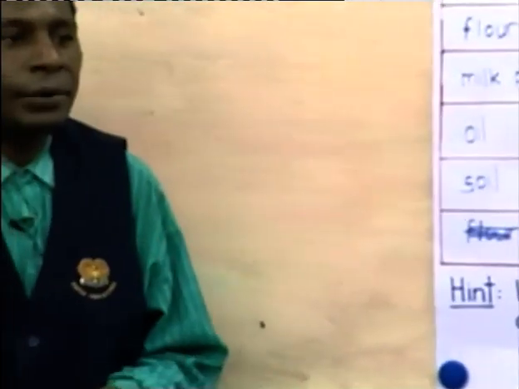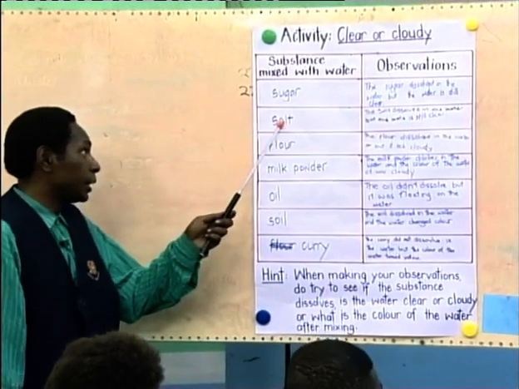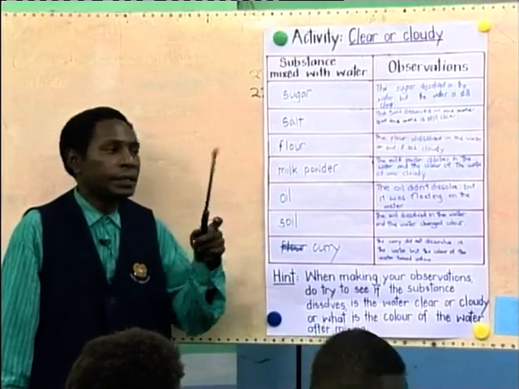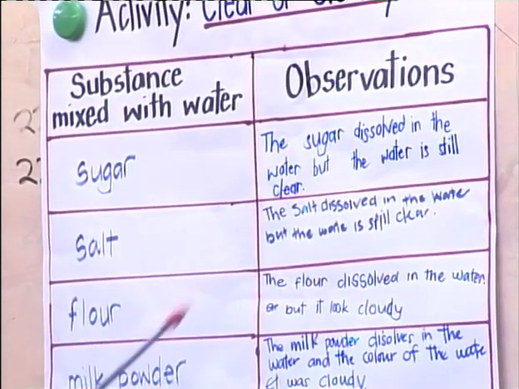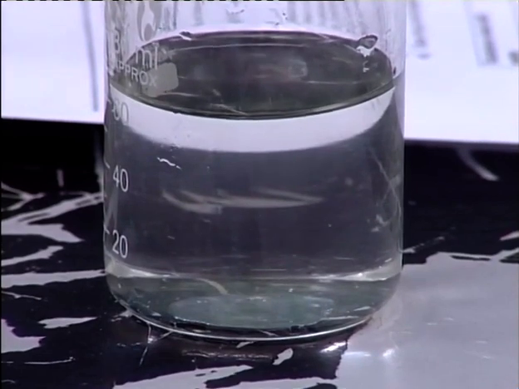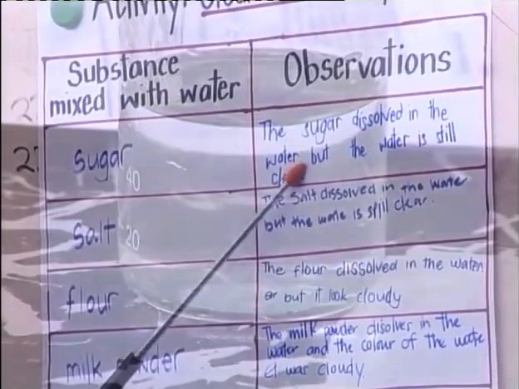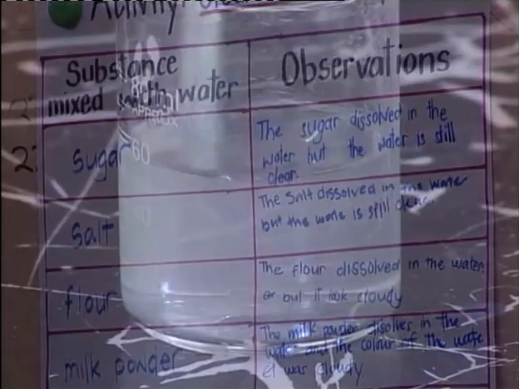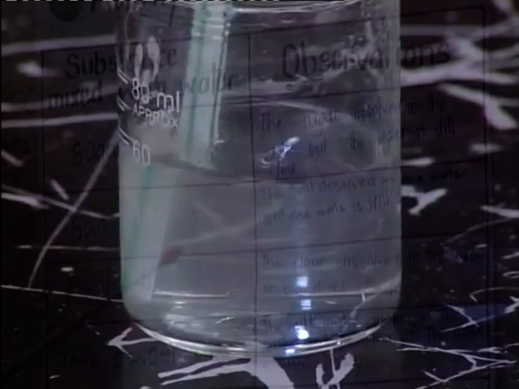All right, class and the receiving students, your friends here in the model class have come up with the following results from the experiments that were conducted. The sugar dissolved in water, but the water is still clear. So for sugar, it is not cloudy, but it is clear. Salt, same as sugar, it dissolved, but it was still clear. Okay, so that is correct. Salt is also correct there.